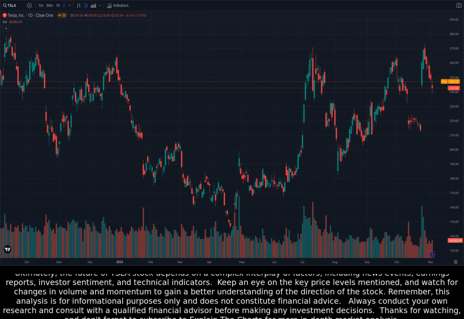Ultimately, the future of Tesla stock depends on a complex interplay of factors, including news events, earnings reports, investor sentiment, and technical indicators. Keep an eye on the key price levels mentioned, and watch for changes in volume and momentum to gain a better understanding of the direction of the stock.